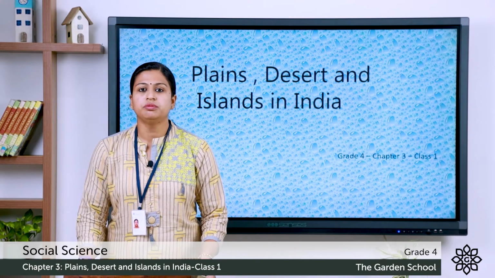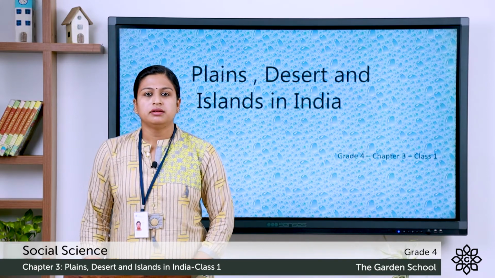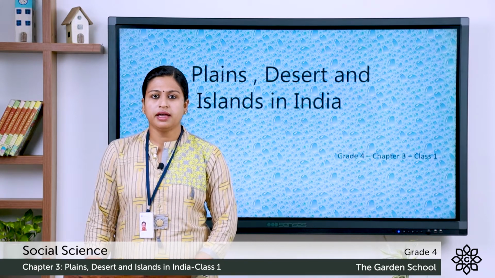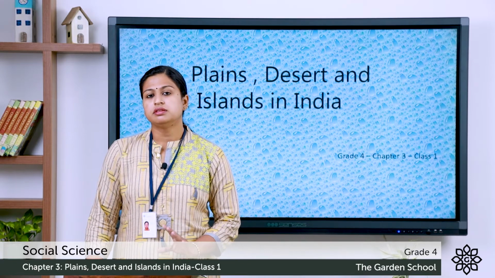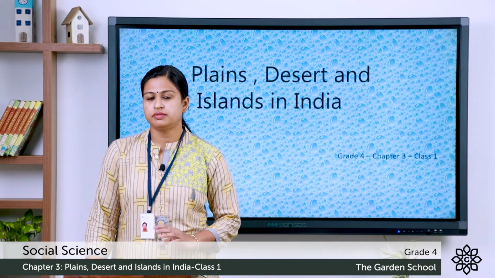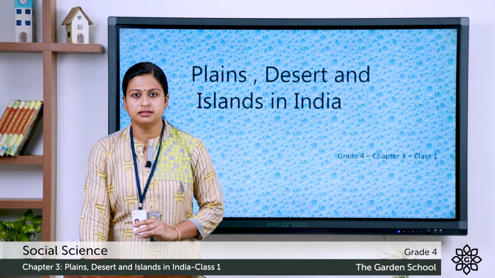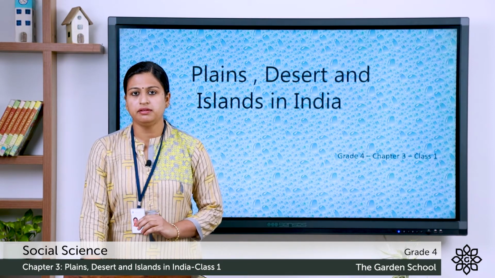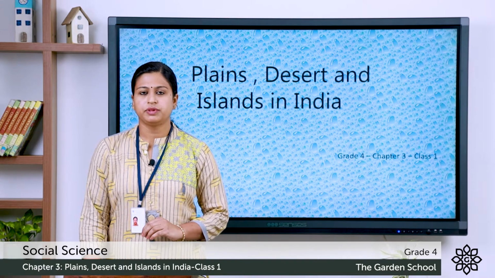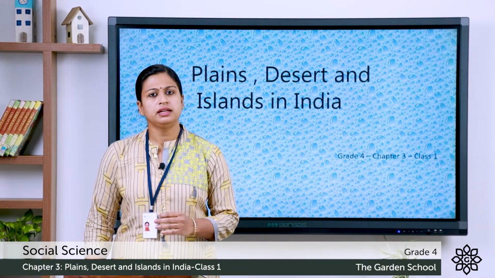Next, we will move to page number 20. Here you can see a diagram which shows the physical division of India. The first one, northern plains, second, the Thar desert, third, the coastal plain, fourth, the islands. We will discuss about this in detail.